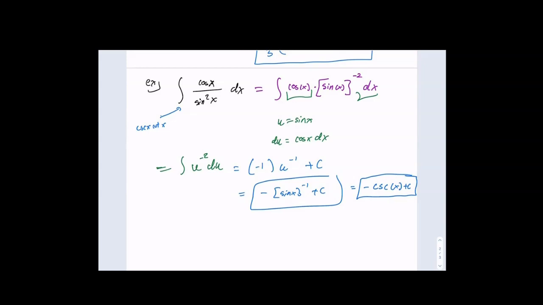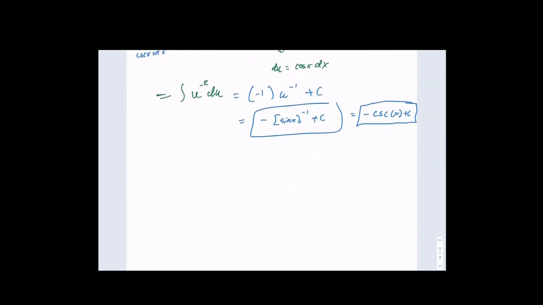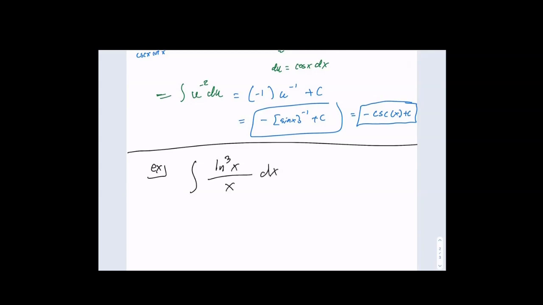Beginning process, same. I just want to point this part out because sometimes you do all the work correct, you get this, and you look at your multiple choice options, and it's not there. Now, it doesn't happen all the time, okay? But like I said, they like to test you with the trigonometric skills or algebraic skills oftentimes in places that you didn't expect, especially on multiple choice. In our final example today, the integral of natural log cubed x over x dx.